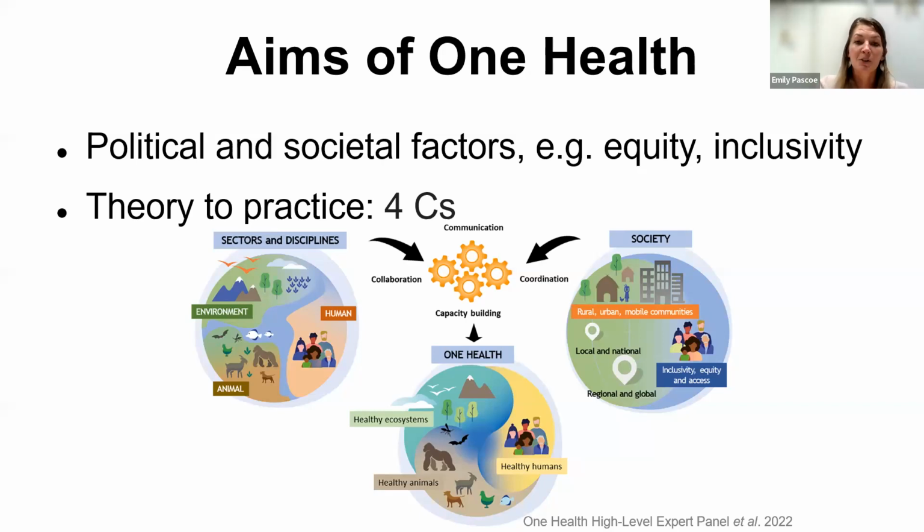And there is also a lot of push to really make sure that the One Health concept is really applied. So this involves the theory of the 4 Cs from a paper that was published very recently, that we need to communicate, collaborate, coordinate, and build capacity to really be able to make the One Health concept applicable instead of just a nice idea for research or the way that we present things.